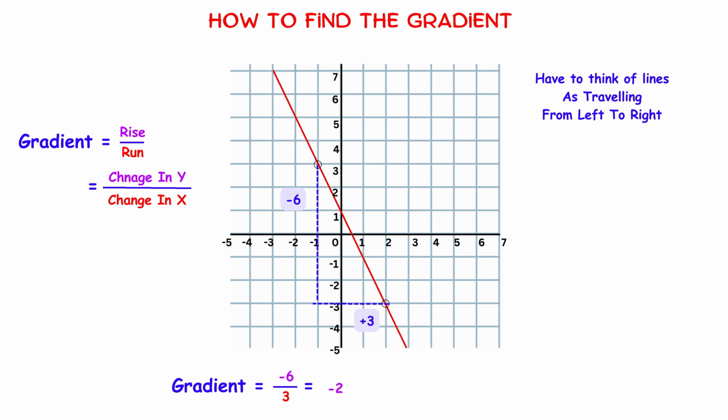To use one of the equations instead, we pick any 2 points along the line and find the rise over run. So if we draw dashed lines between these two, we can see that it's gone down from 3 to -3 on the y-axis, so a change of -6, and along from -1 to 2 on the x-axis, so a change of 3. And if we then plug these values into our equation, we're going to get -6 divided by 3, which gives us a gradient of -2.